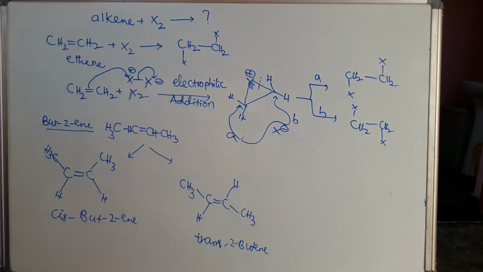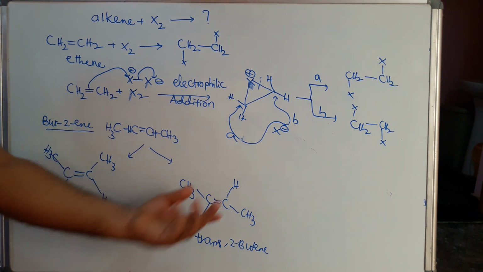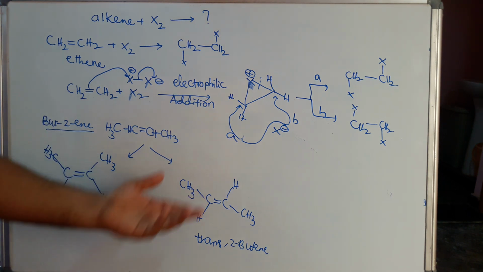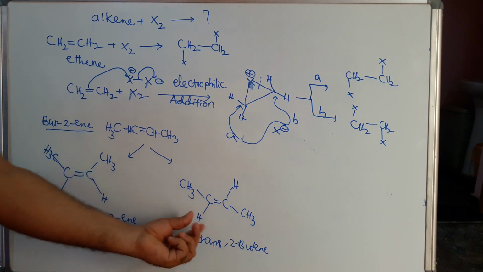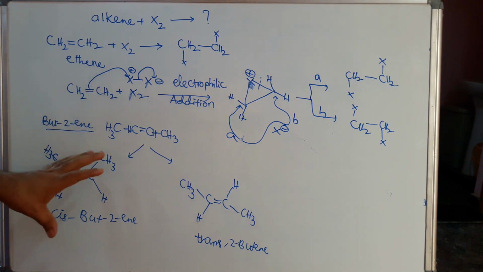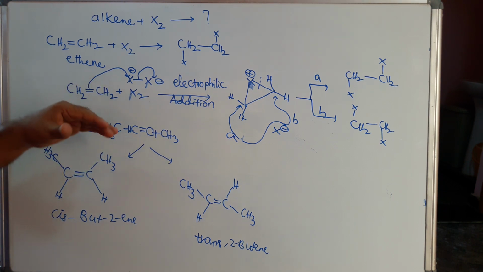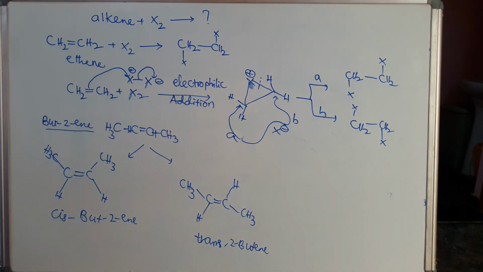When similar groups are on the same side of the double bond, that is cis. When similar groups are on opposite sides of the double bond, or the hydrogens are on opposite sides because these are similar groups or atoms, this is called trans. So this is trans-2-butene, and this is cis-2-butene. For these alkenes, how will the halogen be added to the double bond and what products will we get? That I will discuss now.